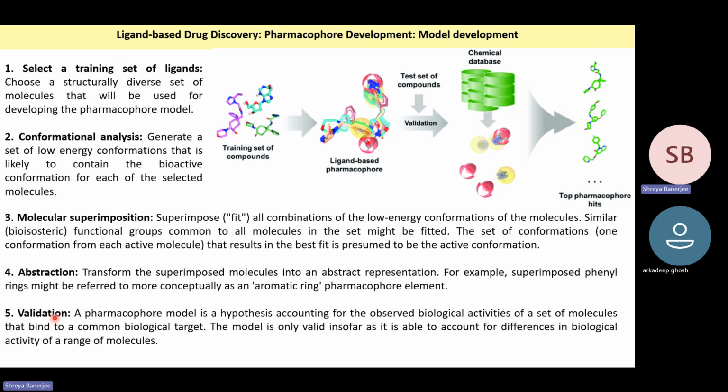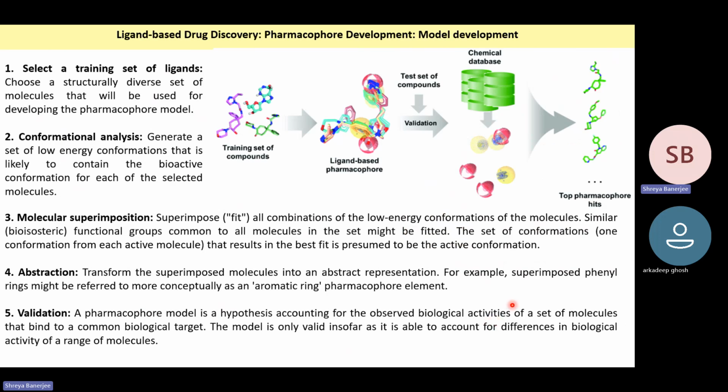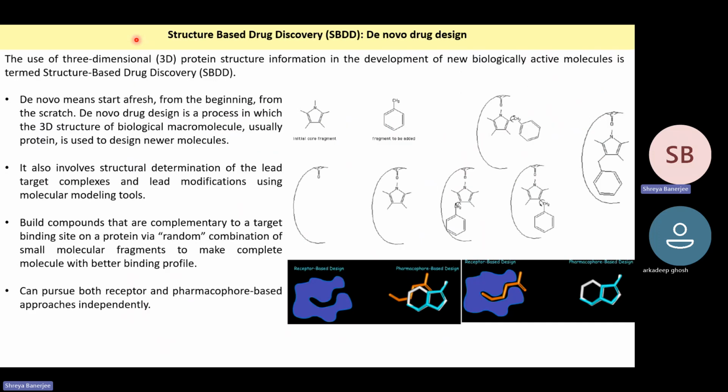And the final step is validation, where the pharmacophore model is a hypothesis which is predicting that any molecule which has this kind of orientation of functional groups will show biological activity. So the model is only valid when it works for unknown molecules also. So you have an unknown molecule which has the pharmacophore orientation, and if that molecule is found to show good binding, that means the pharmacophore model is a valid model because it is successful for an unknown ligand also. So this is the process of model development for the ligand-based drug discovery.